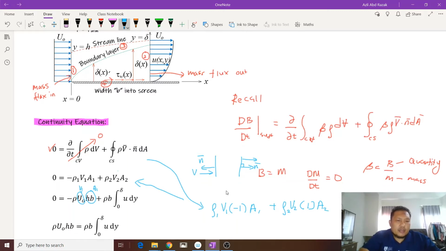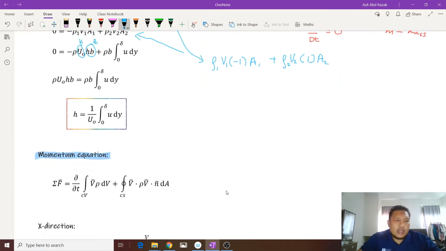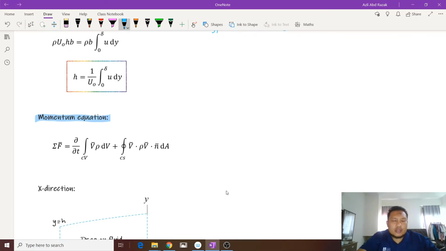So then if we simplify this one, the answer that we have is rho u naught hb equal to rho b integrated from 0 to delta of u dy. If I simplify this equation, I get the value for h equal to 1 over u naught times the integration from 0 to delta of u dy. All right, now we use another control volume equation, which is the momentum equation.